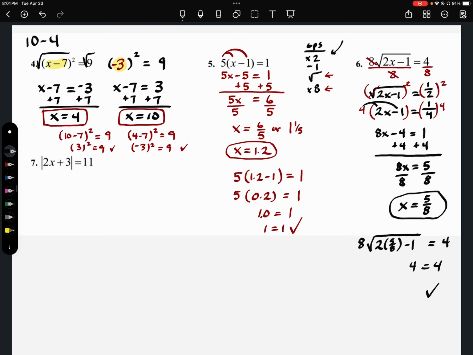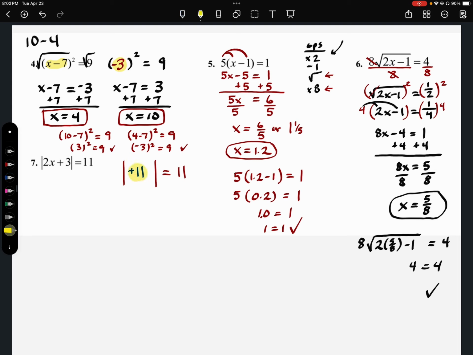All right, so we got one more to do. This is absolute value of 2x plus 3 is equal to 11. And again, remember this is one of the ones where we can look at the absolute value of something equals 11. Well, we know the two values we could have in here. You could say the absolute value of negative 11 equals 11, and the absolute value of positive 11 equals 11.